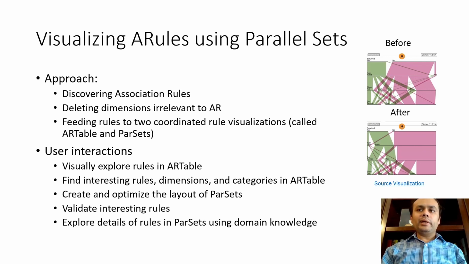Yet another way to visualize these association rules is a more interactive visual discovery-based approach. That is, first we discover all the relevant association rules, and then we start deleting dimensions which are irrelevant to the association rule or even to the dimensions of our interest. And then we can visually explore these in the form of parallel coordinates, interactively changing these based on what the end user selects.